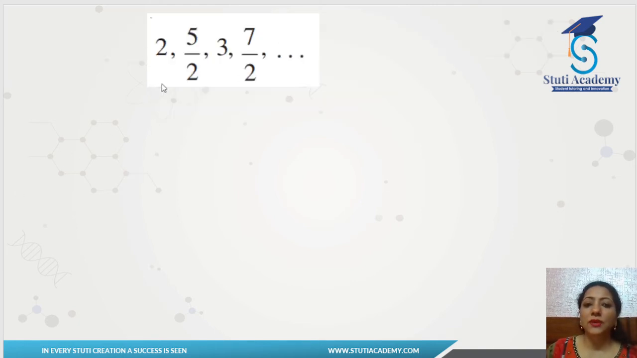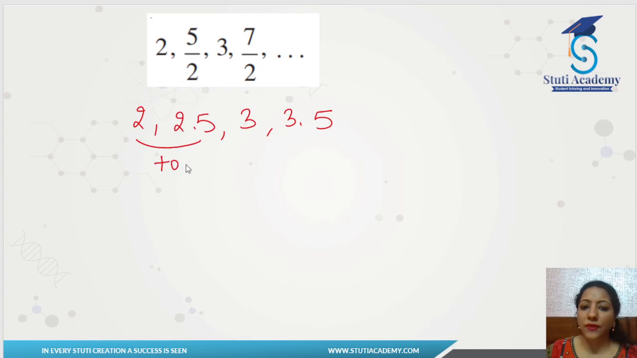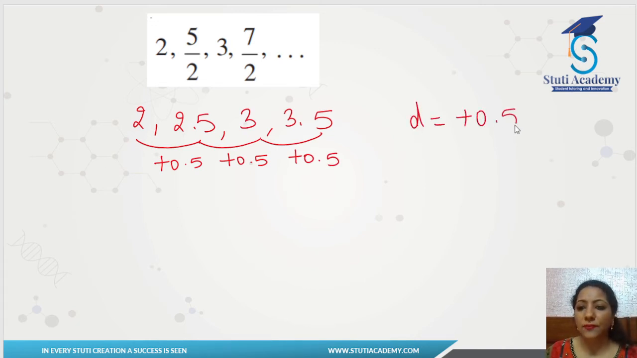Now coming to this one, we have 2, 5 by 2, 3, 7 by 2. Just for convenience, I'm writing this 5 by 2 as 2.5 and this 7 by 2 as 3.5. So we are adding 0.5 here, here also we are adding 0.5, and here also we are adding 0.5. So yes, it is an AP. The common difference is positive 0.5.